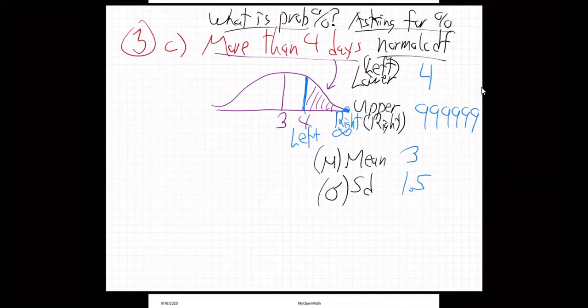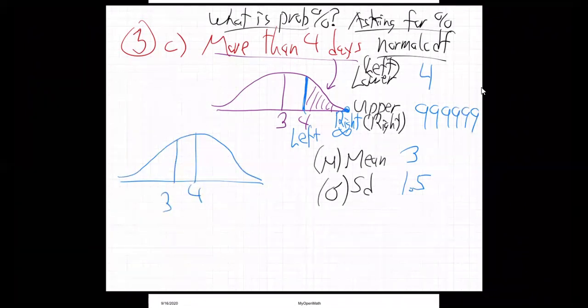Question, Rosalinda? Yeah. For mine, for D, it says, what is the probability of spending 3.5 days? And my mean is 4. Right. So you put the mean in the middle. Did it say more than 3.5 days? Yes. So you would shade to the right of 3.5, because that's more than 3.5. So it's fine.